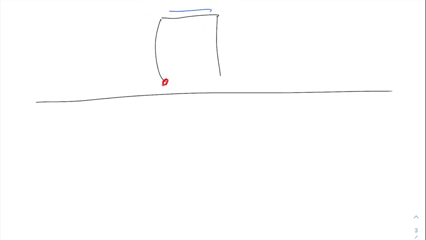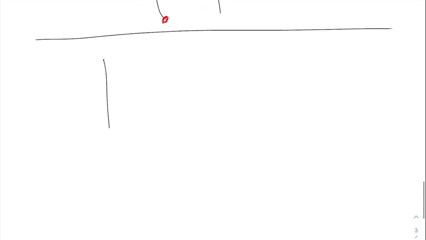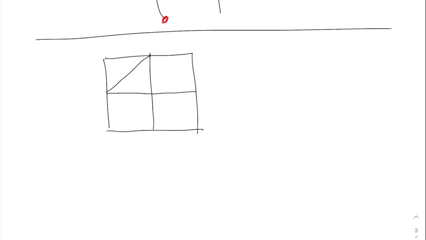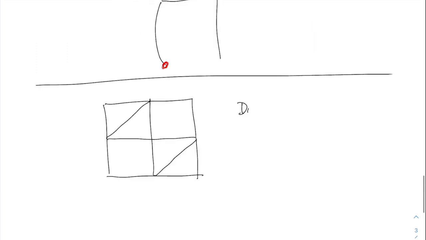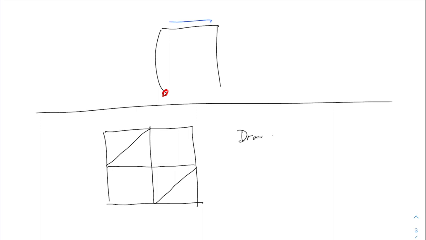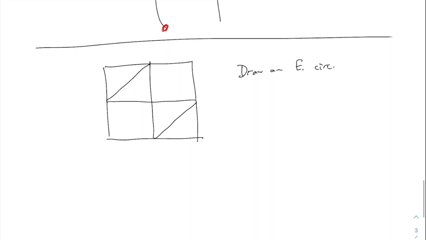So how about this? It's a fairly big graph. I don't know, it's not so big. How about that? Draw an Euler circuit in this graph. All right. You can start wherever you like. If it's going to be an Euler circuit, you can start wherever you want. So maybe I'll start in the upper left. Doesn't matter. All right.